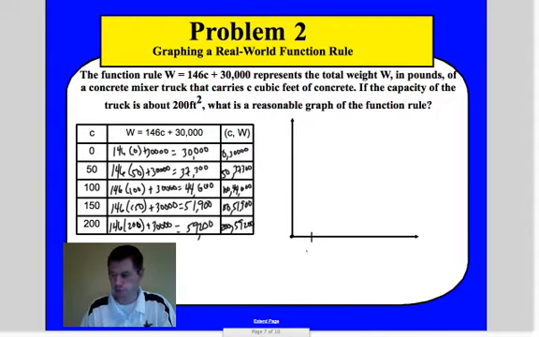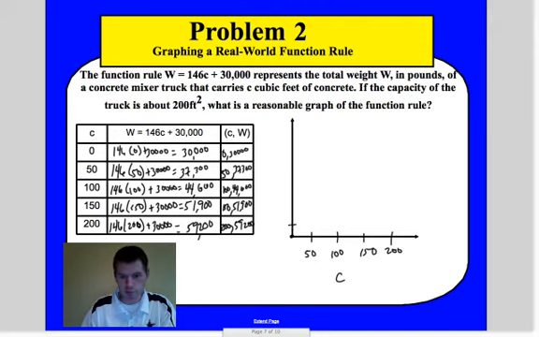Okay, so now we're just going to go over here and plot. So we said, let's call this 50. This is going to be our C down here, because that's our input. That x-axis is always your input. We had 100, 150, and 200, and then up here we're going to count by 10,000, so we'll label 20,000, 30,000, 40,000, 50, and then 60.